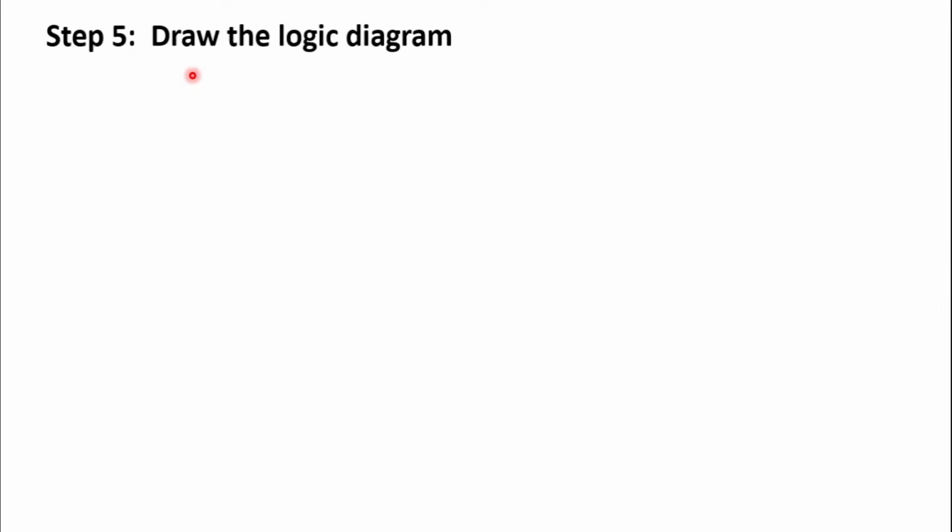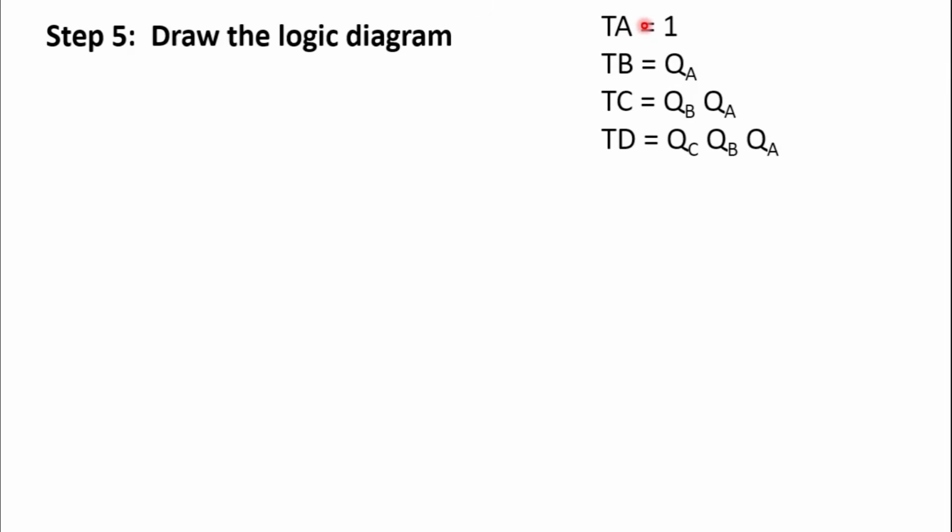Now the last step, I have to draw the logic diagram. And for the logic diagram, I will take the help of the 4 expressions from the 4 K-maps which I have just designed. TA is equal to 1, TB is equal to QA, TC is equal to QB into QA, TD is equal to QC into QB into QA. Now let us design it.